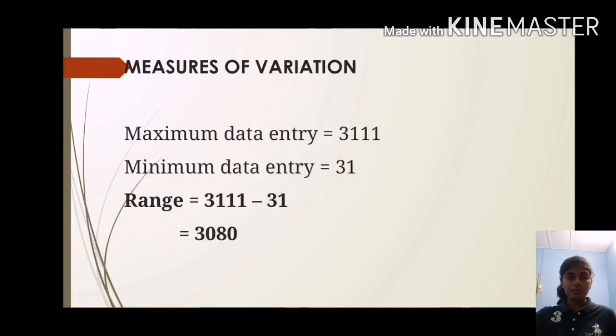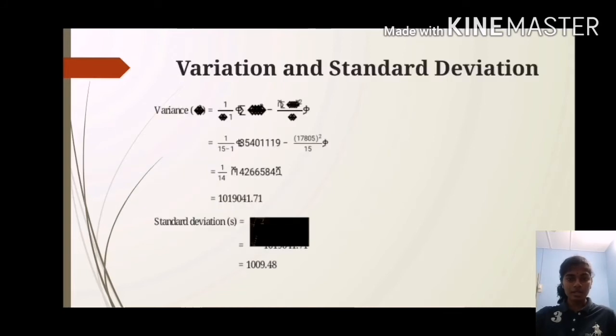Next is measures of variation. There are three parameters that are used to quantify the amount of variation in a set of random variables, which is range, variance, and standard deviation. The formula for the range is maximum data entry minus minimum data entry, where the value of range in this report is 3080.